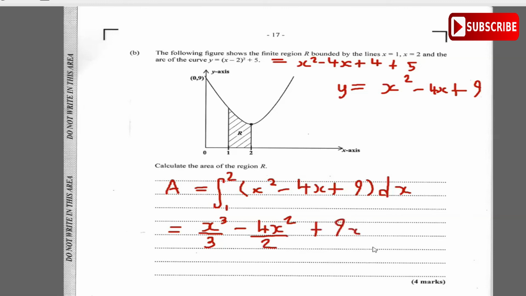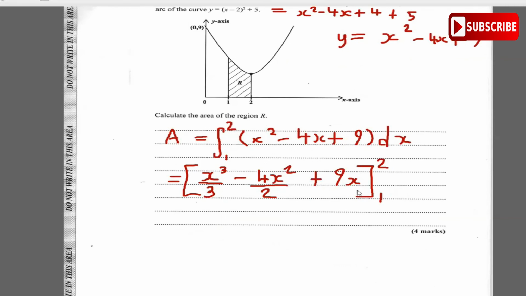And we're integrating from 1 to 2. So let's go ahead and knock ourselves out with this nice question. Plug in 2 first. Plugging in 2, we get 2 cubed, which is 8, so 8 over 3, minus, plugging in 2, we get 2 squared, which is 4. 4 times 4 is 16. 16 over 2 is 8. So that's minus 8, plus 2 times 9 is 18.